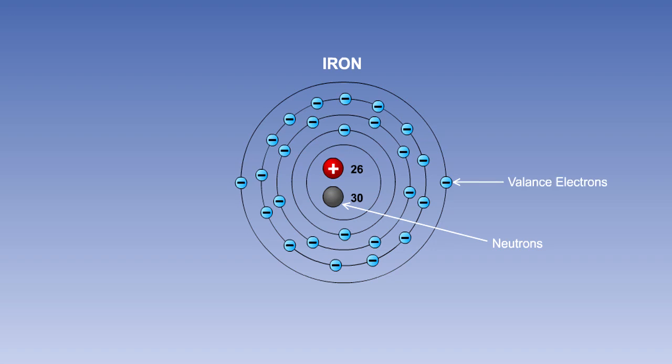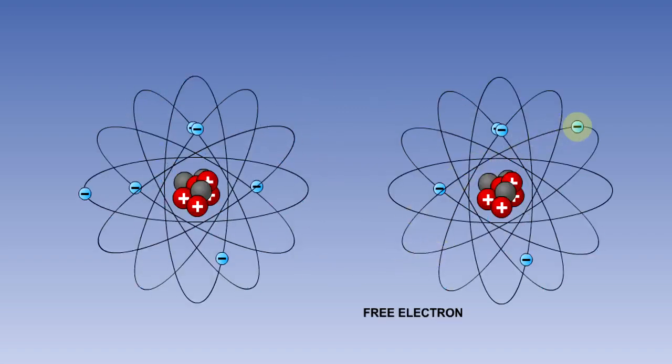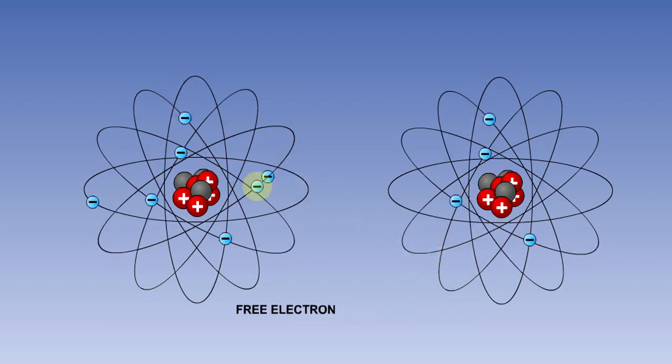The electrons in the outer shell of an atom are known as the valence electrons. Electrons in the outer shells may be less tightly bonded to their parent atom than those on the inner shells, and are free to move from one atom to the next. These valence electrons, known as free electrons, form the basis for electrical current flow within the material.